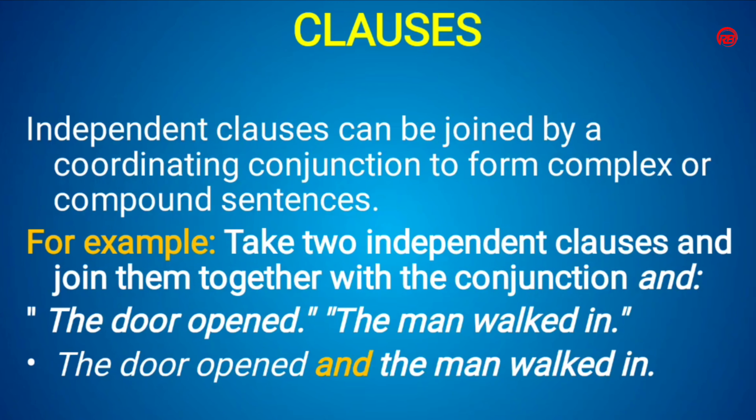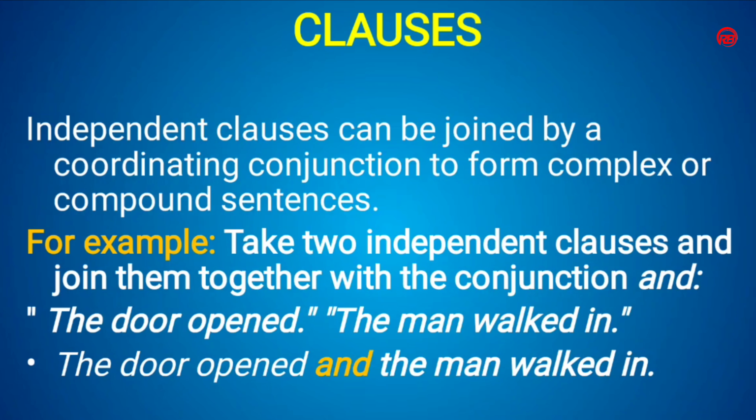Independent clauses can be joined by a coordinating conjunction to form complex or compound sentences. To form complex or compound sentences, in independent clauses we can use a coordinating conjunction, and here I have given you an example. Take two independent clauses and join them together with the conjunction and.